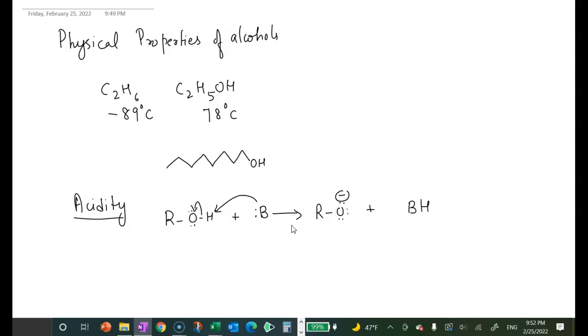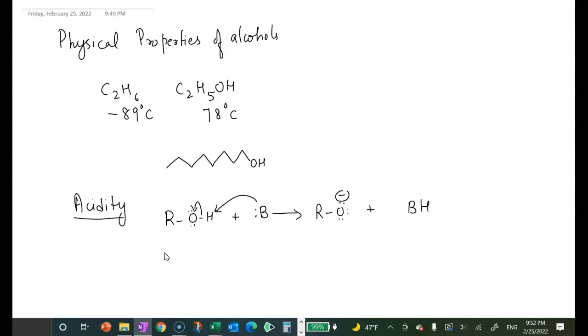The conjugate base of the alcohol is called the alkoxide, and the alkoxide is much more stable than its parent alcohol because oxygen can stabilize the negative charge. Therefore, alcohols can act as acids and donate a proton. They are not very strong acids; generally their pKa is between 15 and 18. So you need a relatively strong base in order for the alcohols to act as acids.